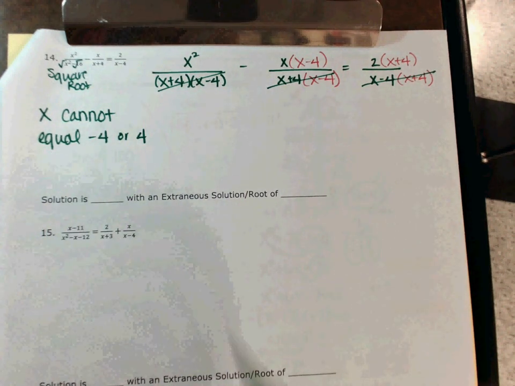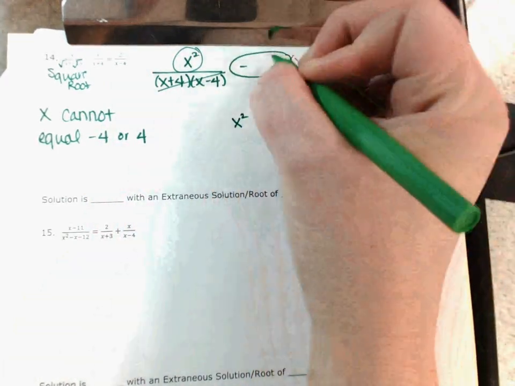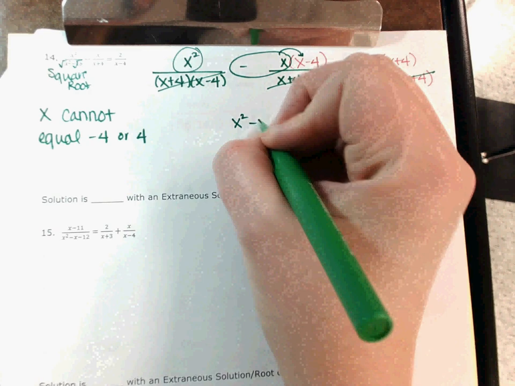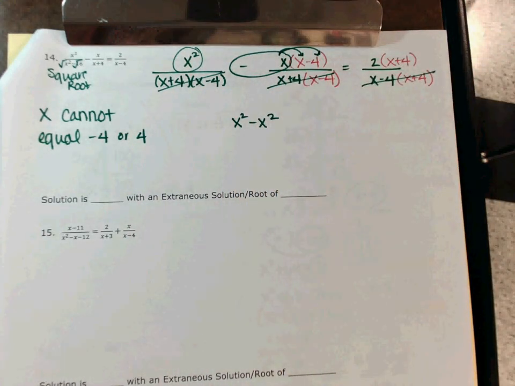Okay, from the top, I have x squared minus x times x is a minus x squared. X times minus 4, how much is that?